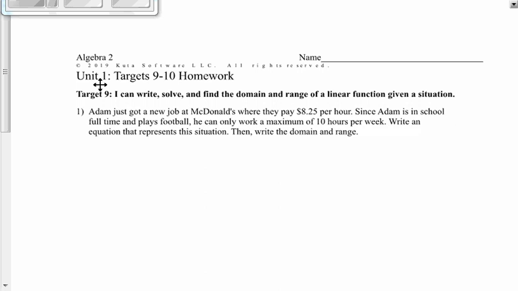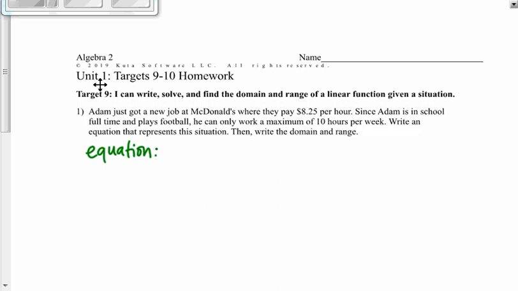So Adam just got a new job at McDonald's where they pay $8.25 per hour. Since Adam is in school full time and plays football, he's a busy guy. He can only work a maximum of 10 hours per week. Write an equation that represents this situation. So we're going to first write the equation and then we're going to write the domain and range. So the equation.